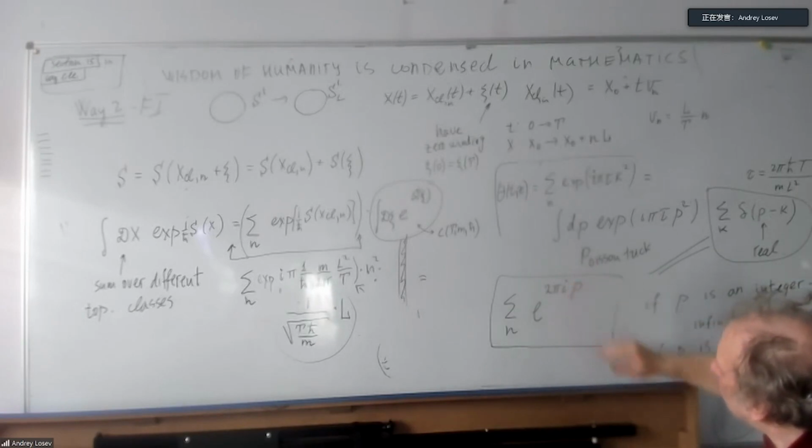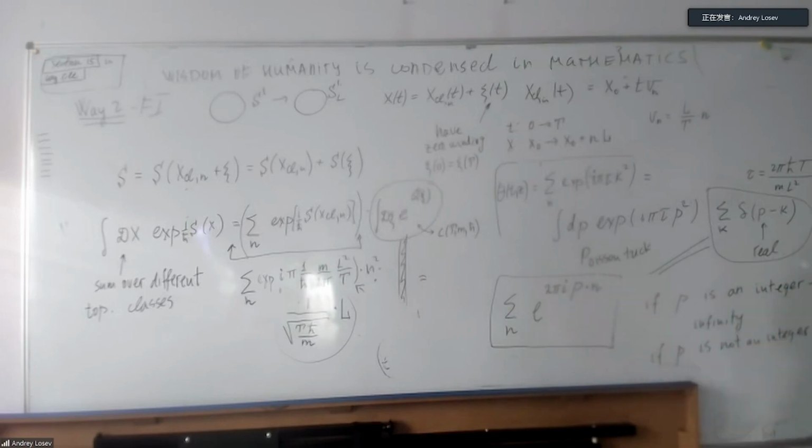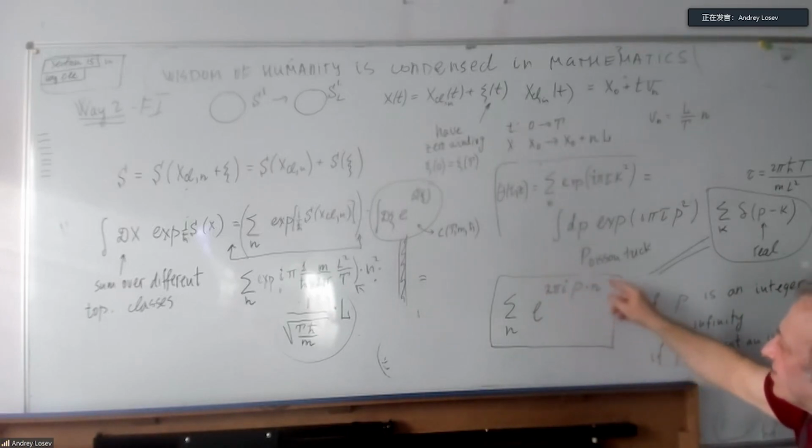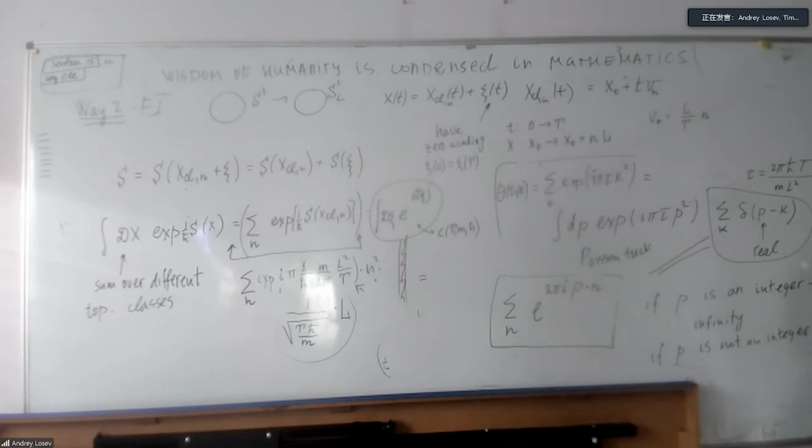Sorry, p minus k, I'm not sure. Sorry, no. Just this. Let me try to explain. If p is an integer, then this is an integer. Oh, right. It's just the exponential 2 pi i k n, where integer k is just 1. So it was just, yeah.